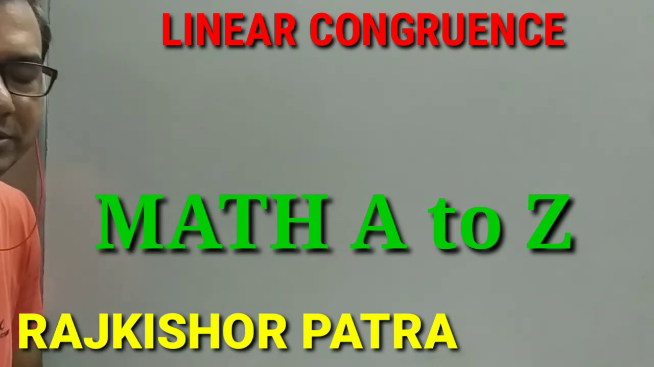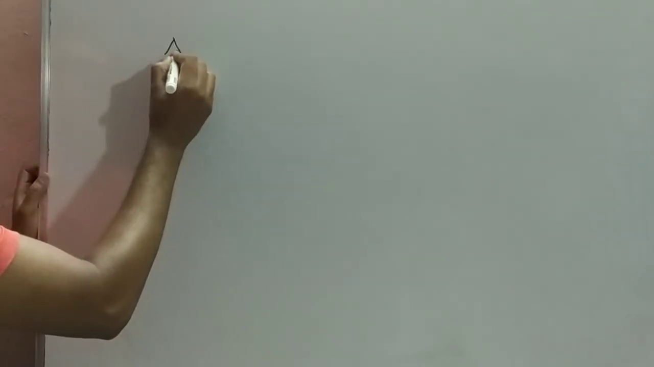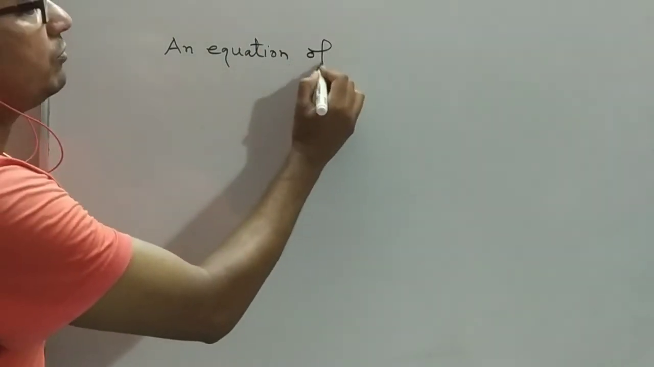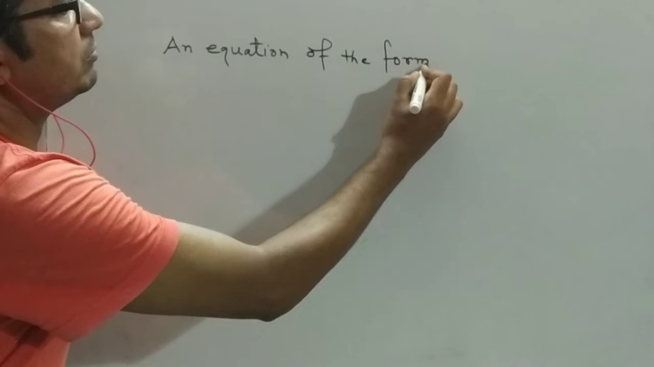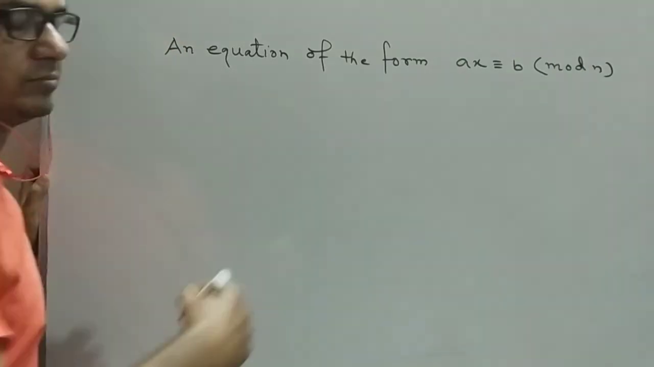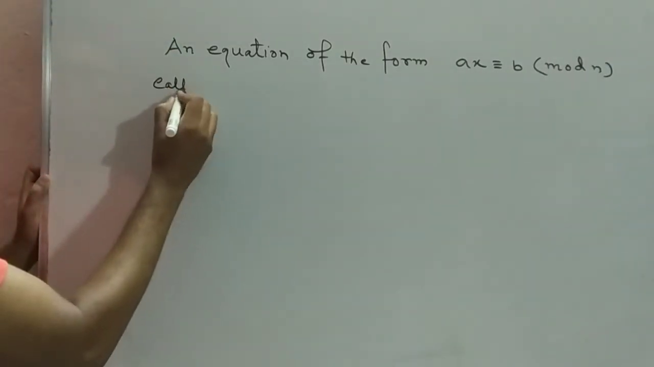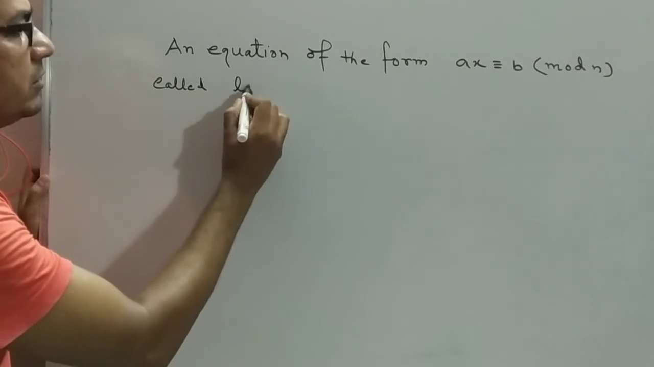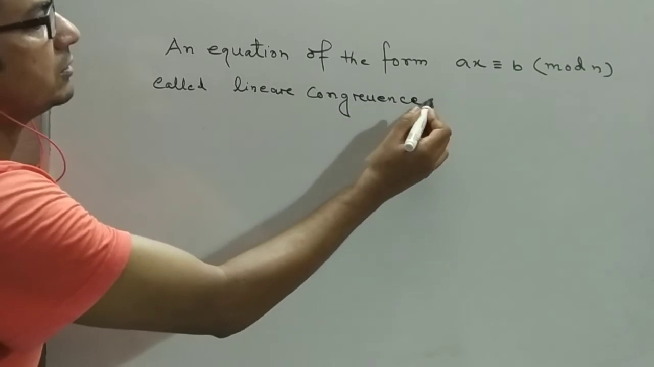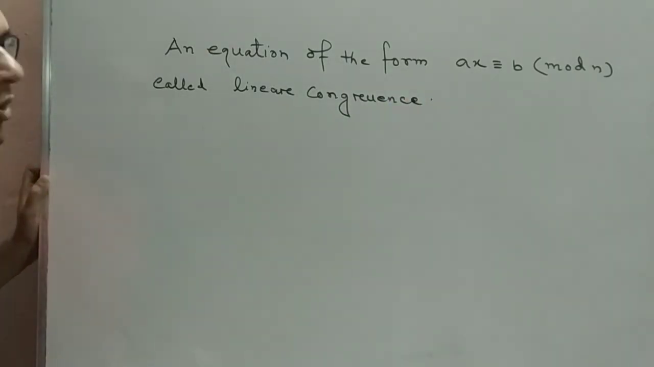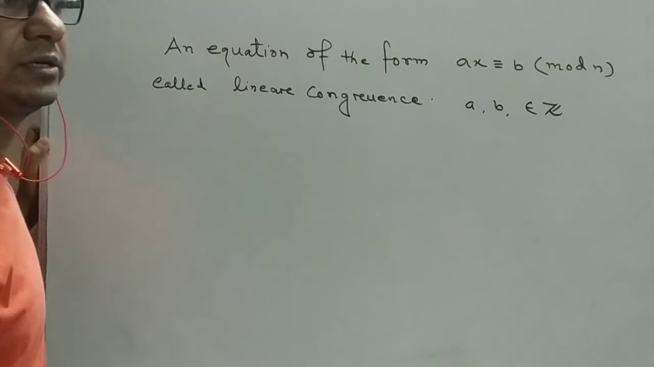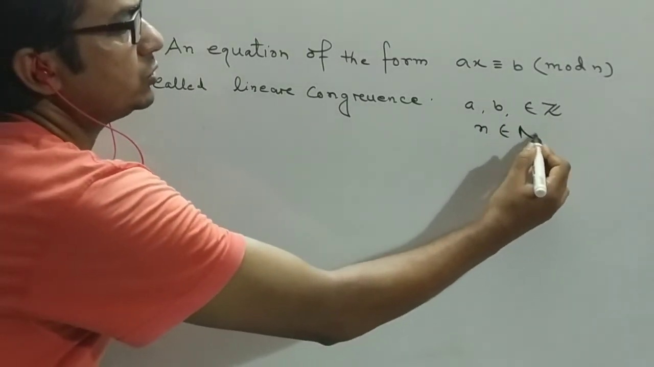What is linear congruence? An equation of the form Ax congruent to B mod n is called a linear congruence, where A, B belong to Z and n also belongs to the natural numbers.